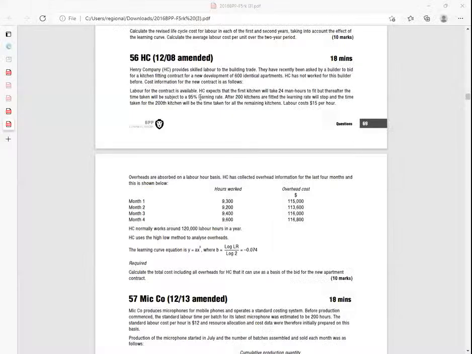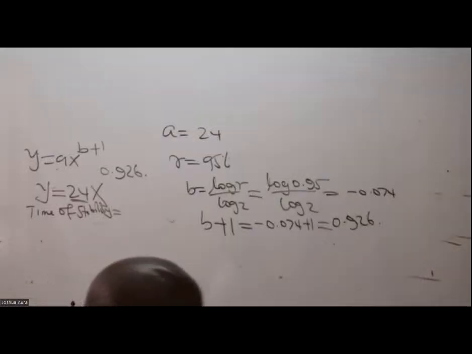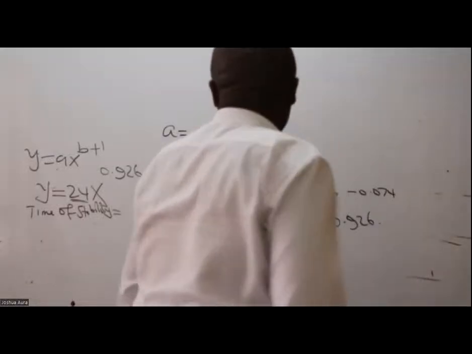That labor cost for the contract is available. HC expects that the first kitchen will take 24 man-hours to fit, but thereafter the time taken will be subject to 95% learning rate. After 200 kitchens are fitted, the learning rate will stop, and the time for the 200th kitchen will be the time for the remaining kitchens. Great. So in this case, come and give us the time of stability.